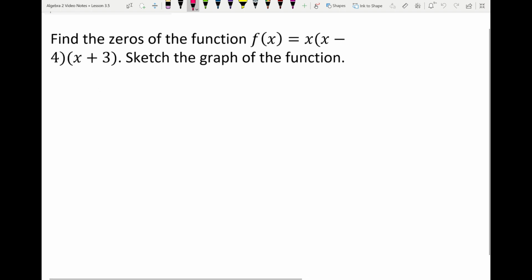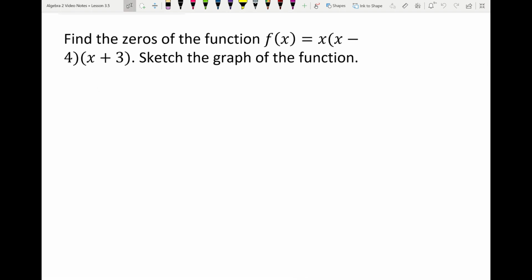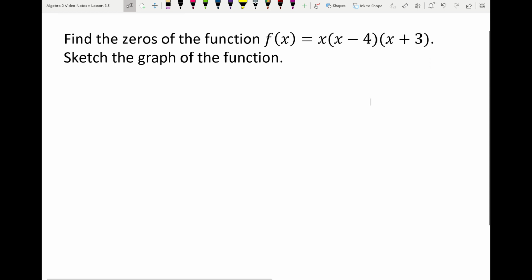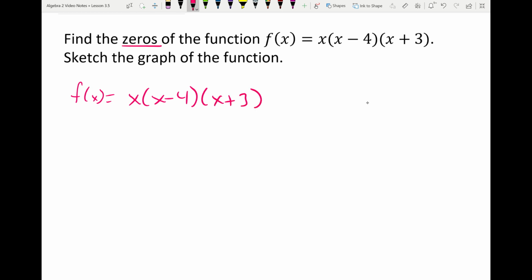All right, so we're going to be doing more with this. In this example, find the zeros of the function f of x equals x times x minus 4 times x plus 3, and then sketch the graph of the function. We want to find the zeros, which means we have to set this equal to 0. The zero means x-intercept, and remember, the x-intercept is when y or f of x is equal to 0. So we want to make f of x equal to 0, and f of x is that whole thing.